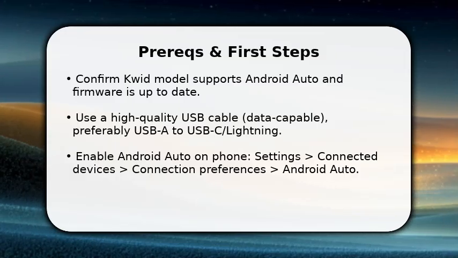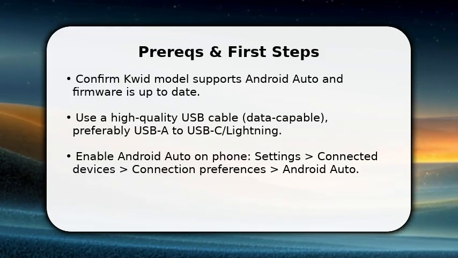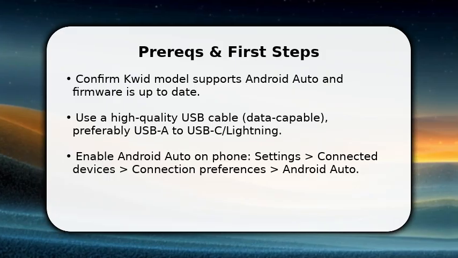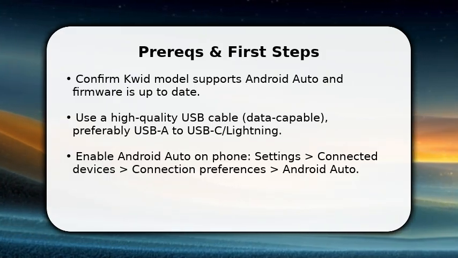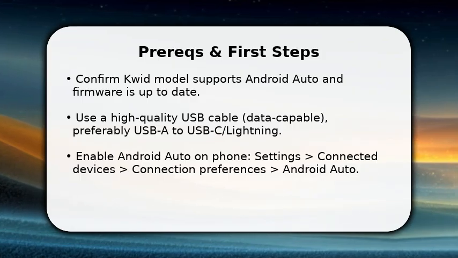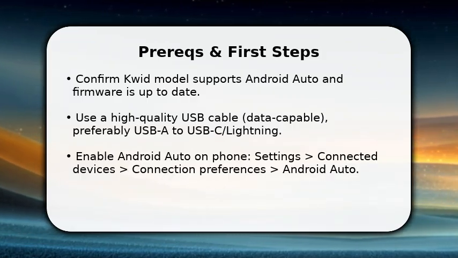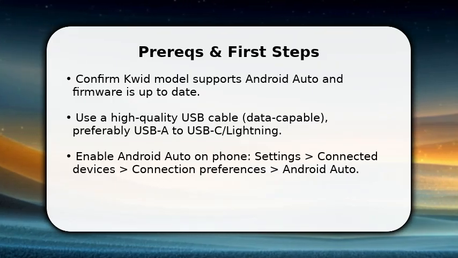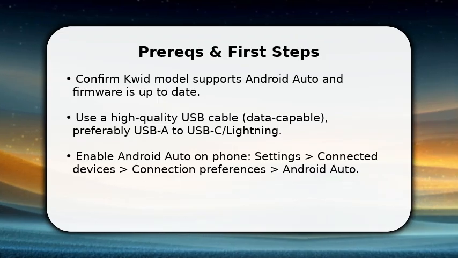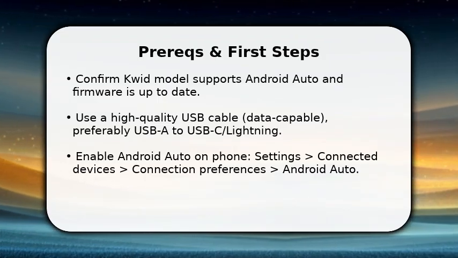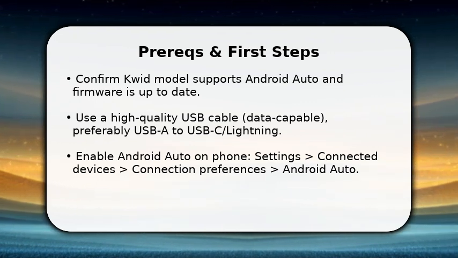You start by confirming compatibility. Check your Kwid's infotainment firmware and Android Auto support, then update the car system if needed. Use a certified data USB cable. Cheap cables often fail. On your phone, enable Android Auto in connected devices settings and grant required permissions like location and notifications. Once done, plug the phone into the car's USB port and watch the head unit detect the device. Follow any on-screen pairing prompts to establish the initial connection.